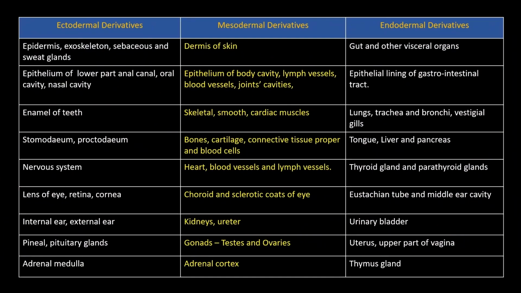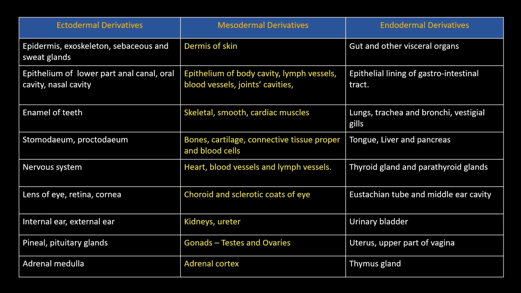Ectodermal derivatives are epidermis, exoskeleton, sebaceous and sweat glands. Epithelium of lower part of the anal canal, oral cavity, nasal cavity. Enamel of teeth. Stomodeum, proctodeum. Nervous system. The lens of the eye. Retina. The cornea. It forms internal ear and external ear. Pineal and pituitary glands. Forms adrenal medulla.